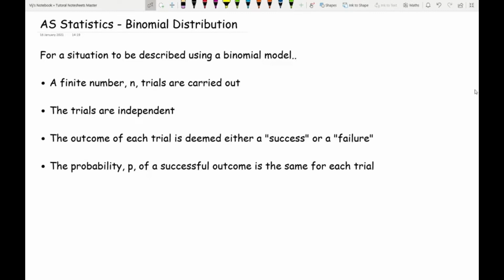The trials are independent. The outcome of each trial is deemed as either a success or a failure, and the probability p of a success outcome is the same for each trial. So what I'm going to do now is just go through what we actually mean by each of those four things.